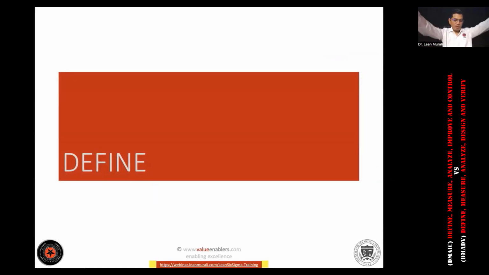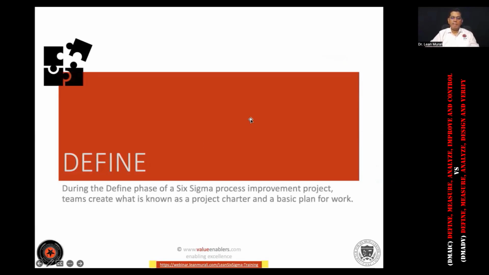Okay, let me go into each of these slightly. So, define phase. In the define phase of a Six Sigma process improvement project, teams create what is known as a project charter. Okay, all of you type PC in the chat box. Write in your notebooks, project charter. This is a very, very important outcome of the define phase, project charter.